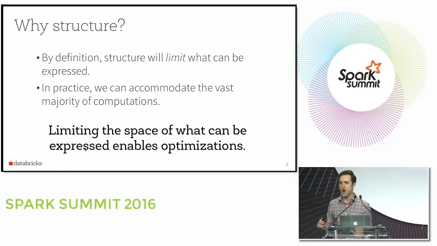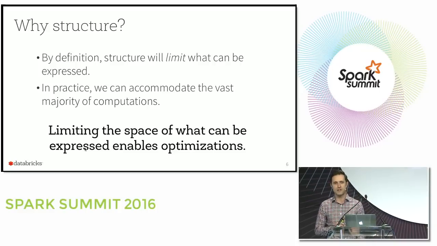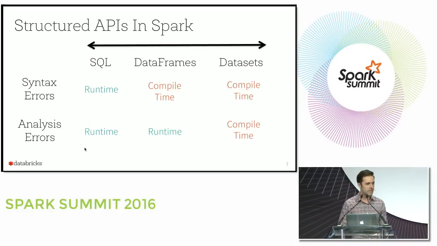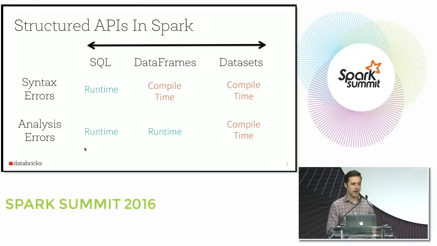And throughout the rest of this talk, I want to describe to you exactly what Spark is able to understand about your computation and how it affects the performance of your job. Before we do that, I want to do a high-level overview of what the different APIs look like and why you might consider using them, in particular, how it relates to the kind of errors that you're going to get when you make mistakes in your program.